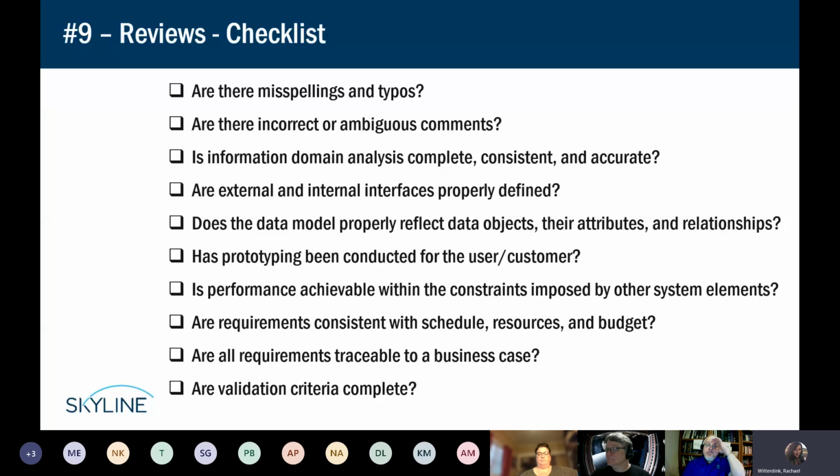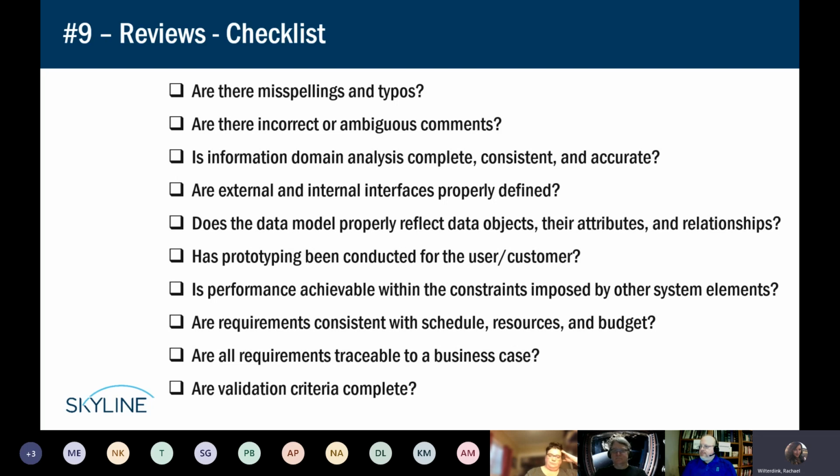Okay, so this is just a list of a potential checklist of questions that you could have for a review to make sure that you're ticking all the boxes, right? Making sure that there aren't any issues, no typos, no ambiguous language. You've got acceptance criteria or validation criteria. You've got all the models that you need, et cetera, et cetera.